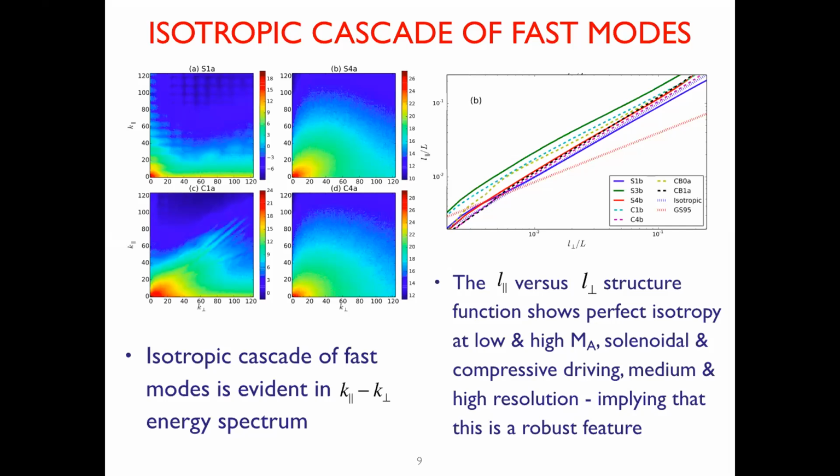And this is something that is verified from the structure functions also, which is shown on the right-hand side. So that is plotting L parallel versus L perp, and you can see it clearly follows L parallel equal to L perp slope, which means the structures have equal lengths in parallel and perpendicular directions. So it's isotropic.